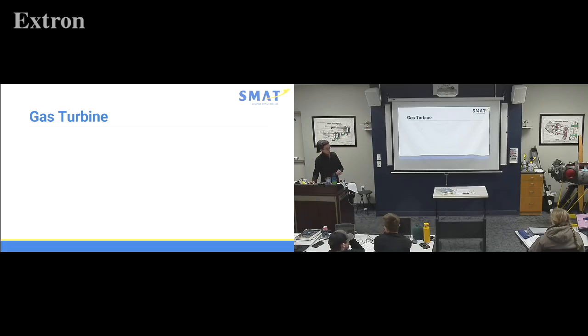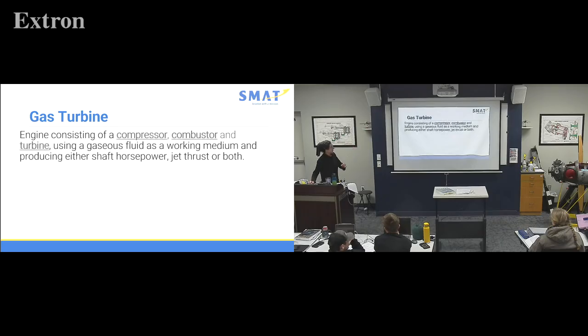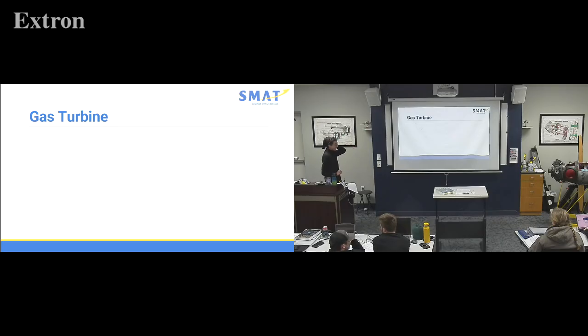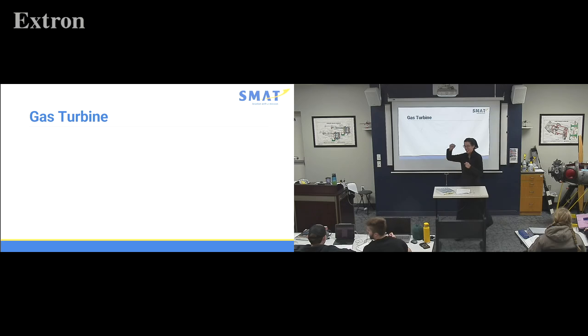So now to the important one that we do like in airplanes, the gas turbine. And what are the three major components common to every gas turbine engine? Give me one. Oh my goodness, you don't wait. Okay, I heard compressor, I heard combustion. Give me one more. Excellent.